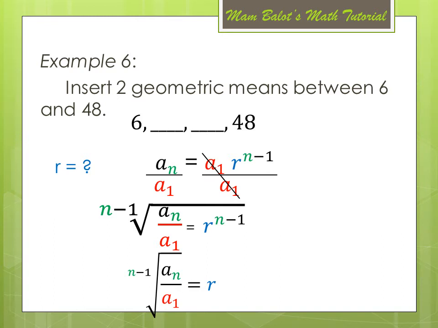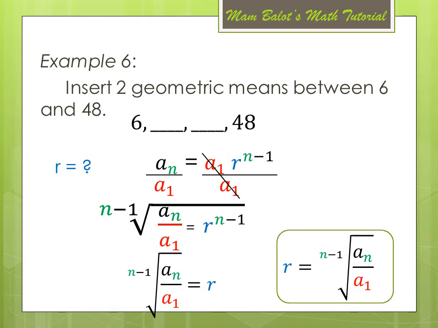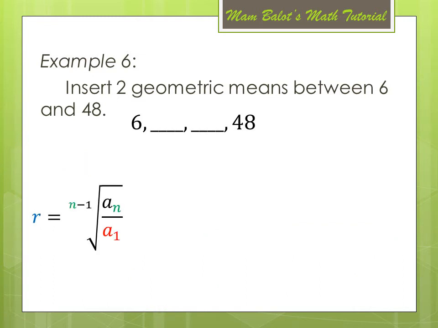So if we flip the equation, it would look like r is equal to the n minus 1 root of a sub n over a sub 1. So this is now the formula in getting the common ratio of our geometric sequence. So let us now solve example 6 using the formula of r.